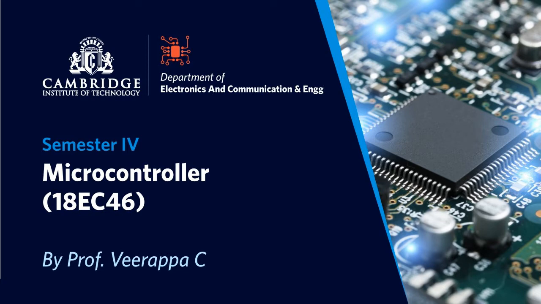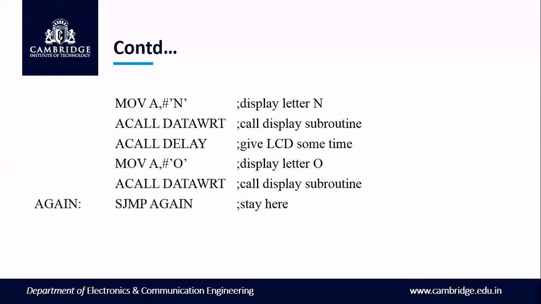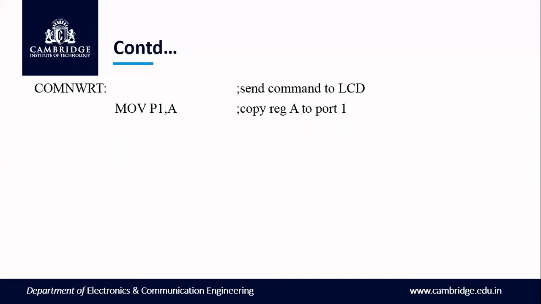So initializing the command codes and displaying the message. In between, you'll be having a delay. So you have written a delay program. Here is a command code writing subroutine. Whatever command you want to write will be in the accumulator. That in turn you are sending into port pin 1. This port pin 1 is in turn connected with D0 to D7 of your LCD. So it will be written.